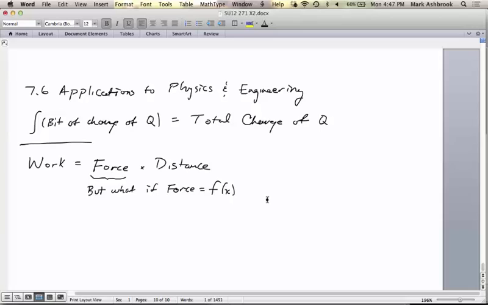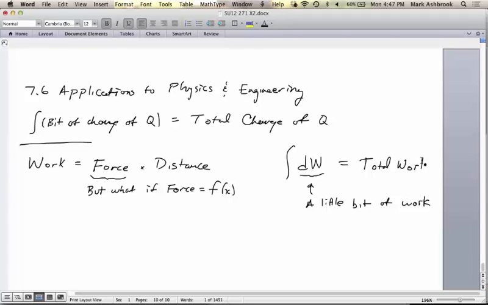What's that? Integral of what? So what are we going to do? Many bits of work added together. Right, so we're going to look at a typical bit of work, and then we're going to add up those bits of work because they're all going to be different, because the force is changing continually. So dW, which is this right here, is a little bit of work. And when we do that, we'll get the total work needed to do whatever task we're accomplishing here.